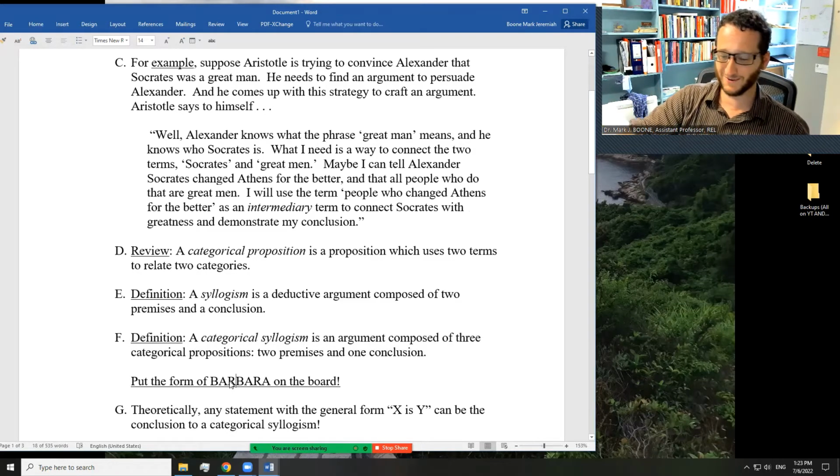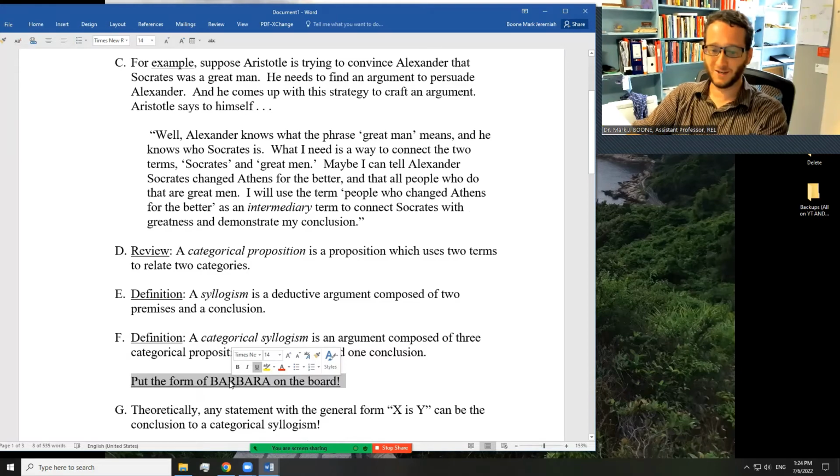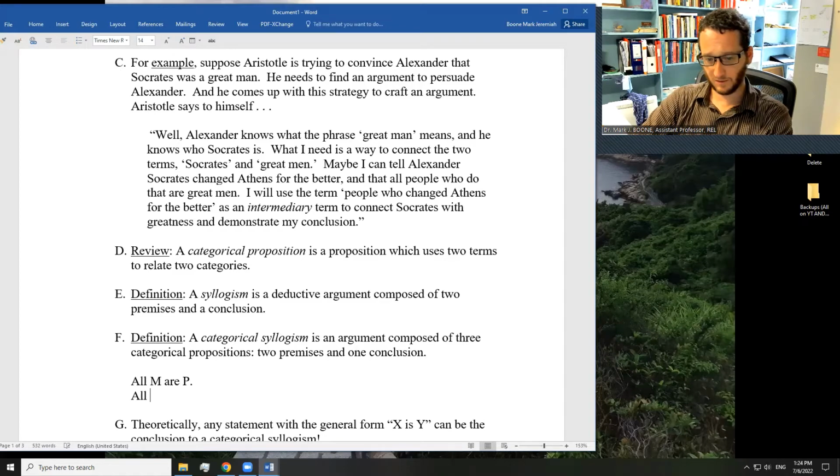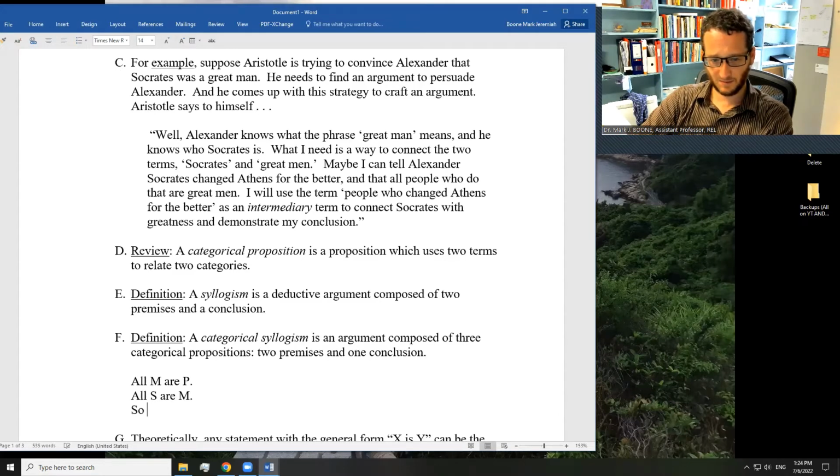And my notes say, don't put the form of Barbara on the board. Let's not do that. Let's just type it. Here is the form of the syllogism I just gave you. All M are P, all S are M, so all S are P. That is the form of the Barbara syllogism.